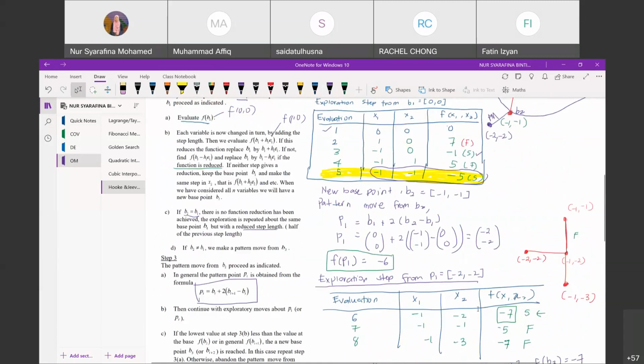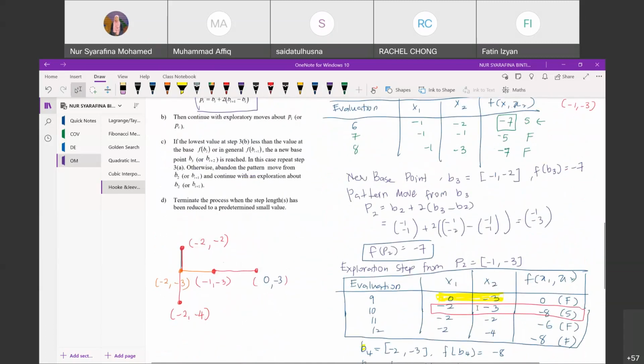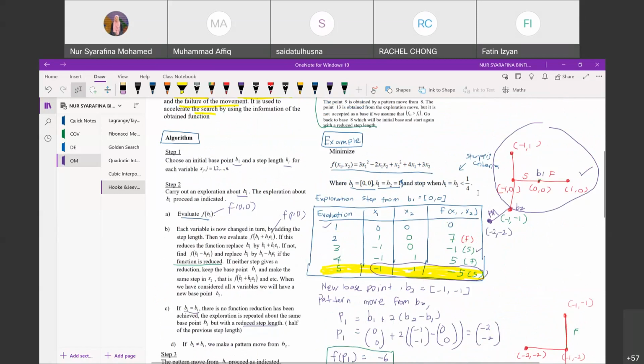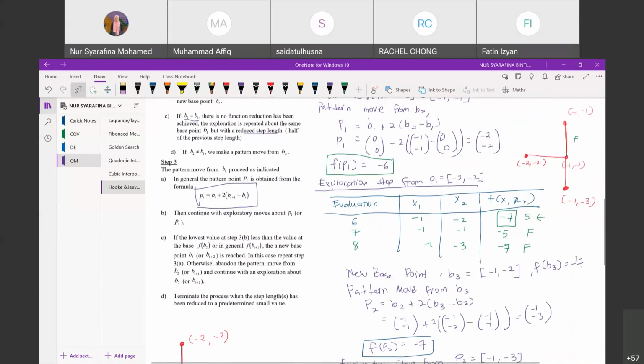So actually for this example, we are going to have about 42 evaluations. Just now we have only up to 12. We are going to have 42 evaluations in order to complete the calculation until we reach h less than 1/4. So it is a long way to go. But at least now you understand the movement. You understand how we can choose our base and our pattern. Is that clear? At least for today.